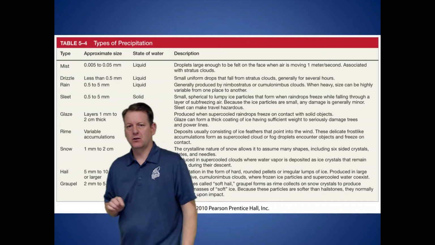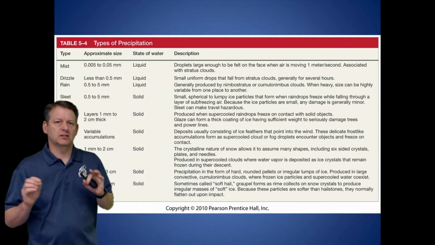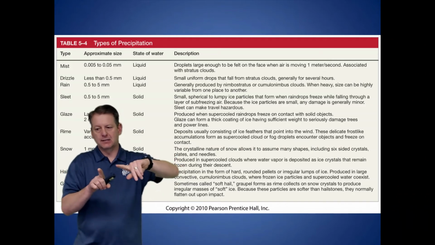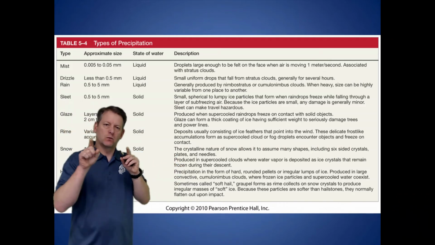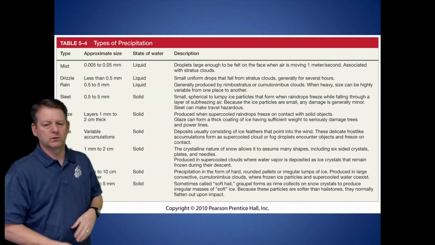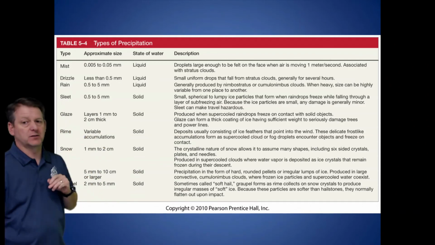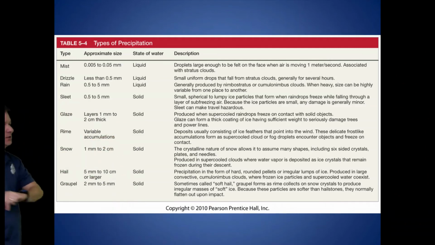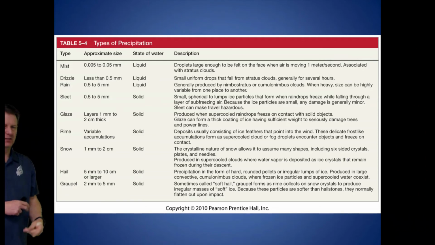And typically you can actually see rime, you can see which way the wind was blowing, because the rime creates these little tiny feathers, and the tip of the feather will point to the direction where the wind was blowing. And I have an image here of some rime that I'll show you after we get done with the rest of this. Snow is not a big deal.